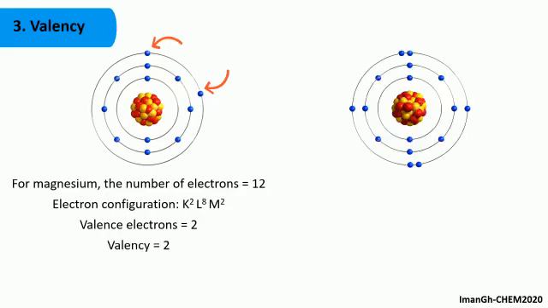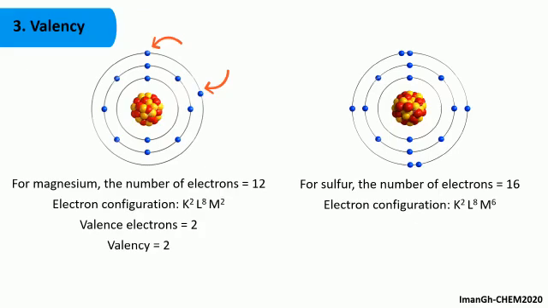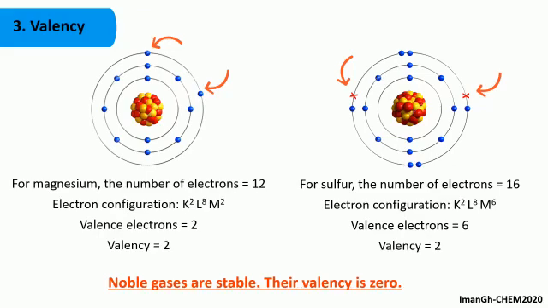On the other hand, we have a model of the sulfur atom. The electron configuration of sulfur is K2L8M6, where its valence electrons is 6. So how can sulfur become saturated? It will gain 2 electrons to become saturated with M8, which is easier than losing 6 electrons. Thus, its valency is also 2. Noble gases that are in column 18 have a saturated outer energy level, so they are stable and their valency is 0.